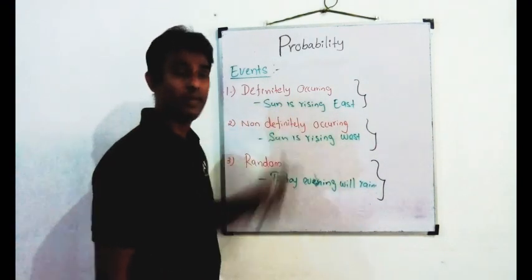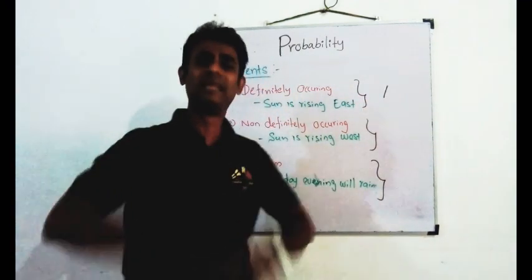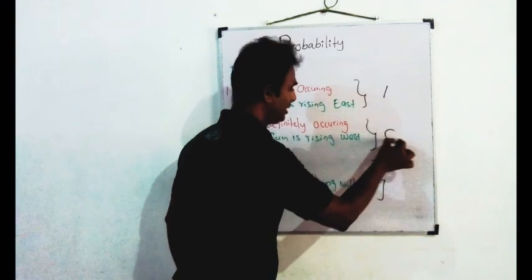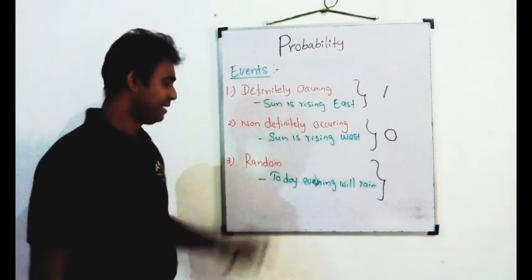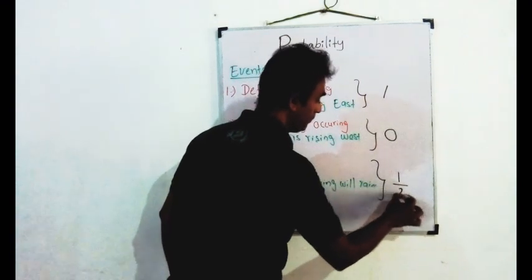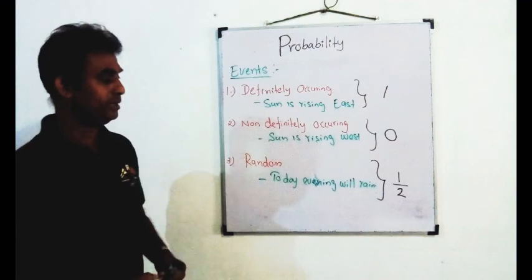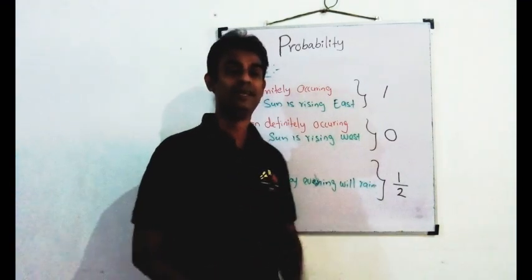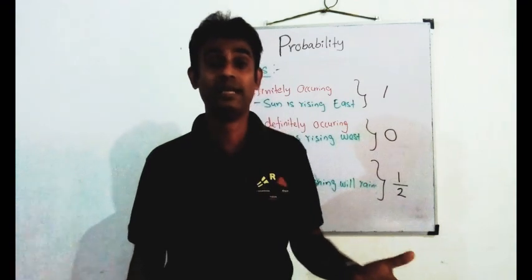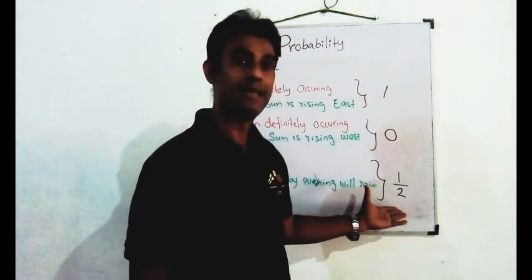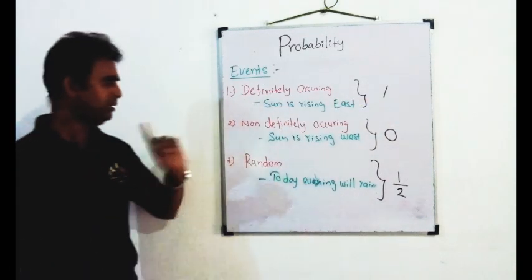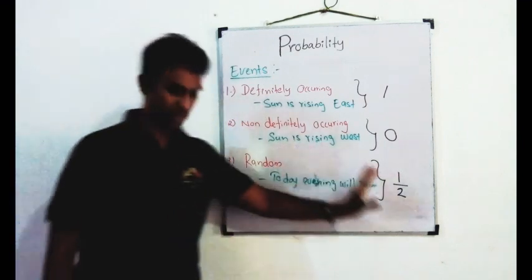For definitely occurring we give the numerical value 1, because it definitely happens. The other one is non-definitely occurring, it never happens, so 0. Next, the random event: it can happen or it cannot. The numerical value is 1/2. We can't tell it definitely. Therefore, we give the numerical value as a half. Remember these things. Definitely occurring is 1, non-definitely occurring is 0, random is half.